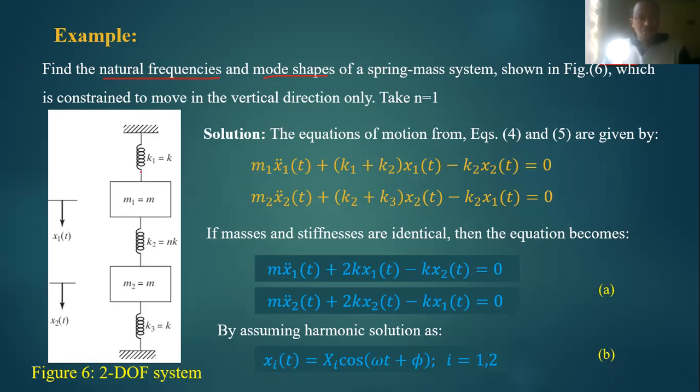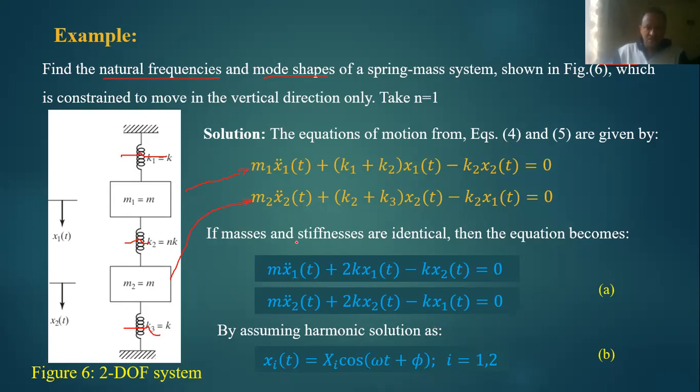So here the equation of motion for this is m1 x1 double dot of t plus (k1 plus k2) x1 minus k2 x2, which is equal to 0. And for the second mass, we can take the same principle. We can cut it from here. We can take the free body diagram for mass 1 and mass 2 separately. From that, for mass 1, we have this equation, and for mass 2, we have this equation.